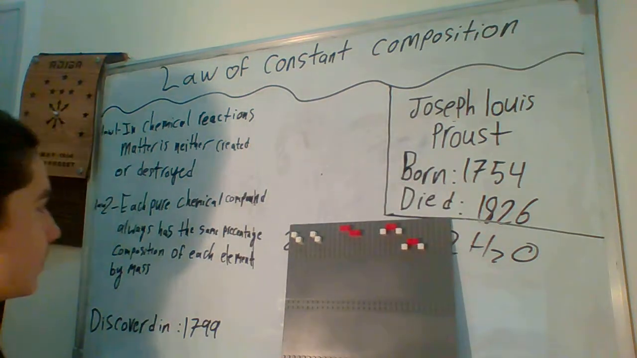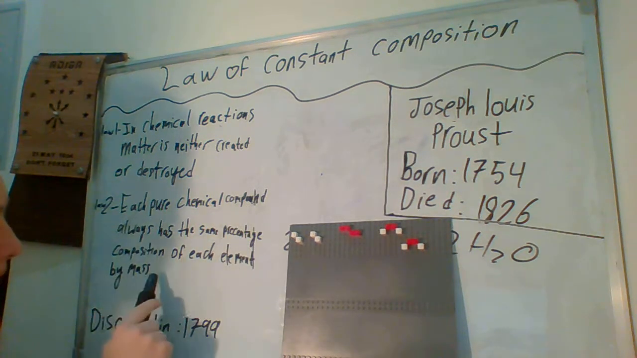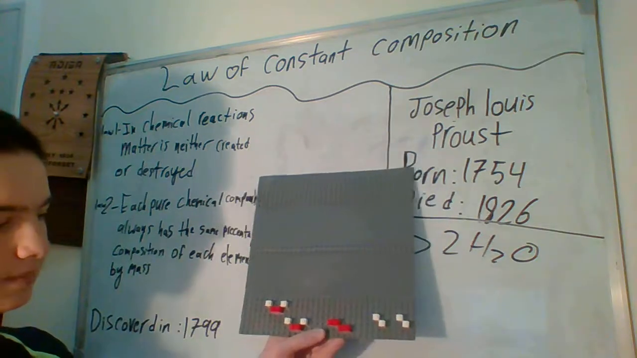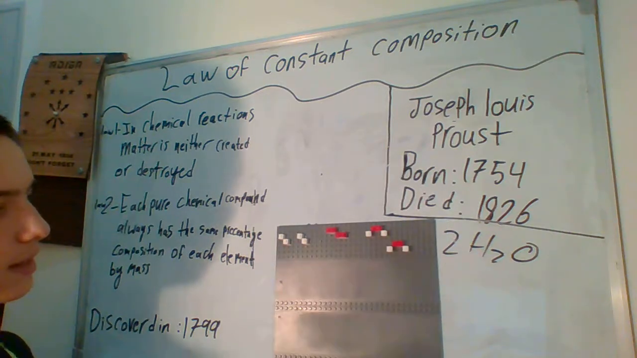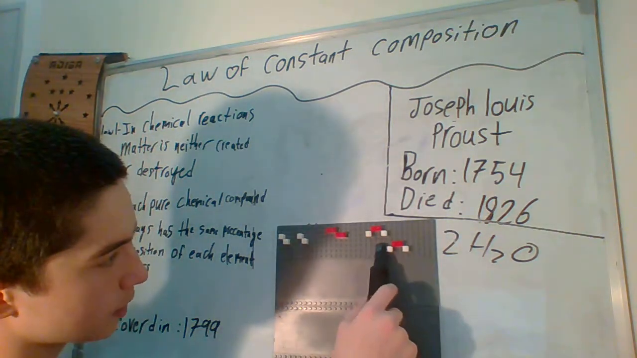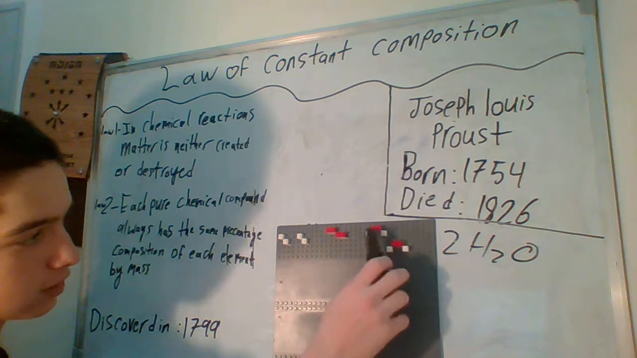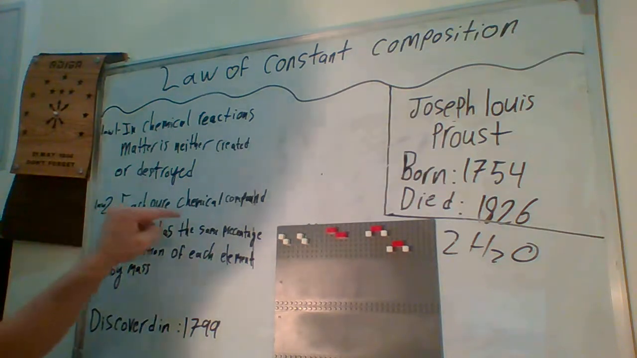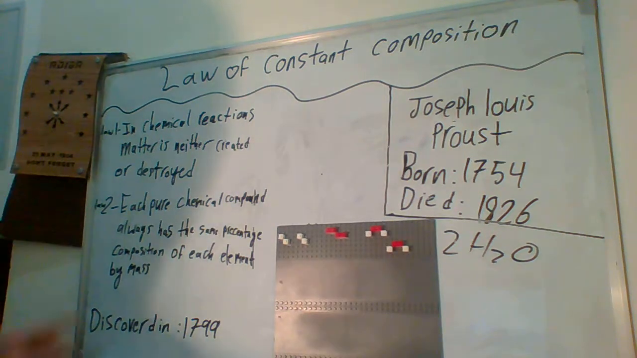The second law says each pure chemical compound always has the same percentage composition of each element by mass. Let's put that in the opposite way. Let's say we have now H2O here, and the reactants are not shown for now. We can see that we have 4 atoms of hydrogen and 2 oxygen atoms. So each pure chemical compound, and here we have a pure chemical compound, is made out of oxygen and hydrogen atoms. They always have the same percentage composition of each element by mass.